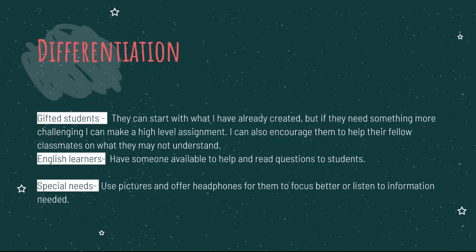Differentiation. Gifted students, they can start with what I have already created, but if they need something more challenging, I can make a higher level assignment. I can also encourage them to help their fellow classmates on what they may not understand. So if I have a gifted student that truly is getting the work and understanding it, but I have another student that isn't, they can go over there and explain to the other student. They can help each other out.